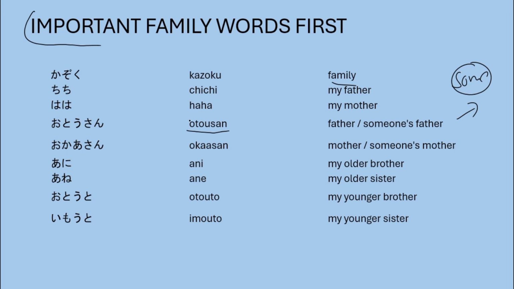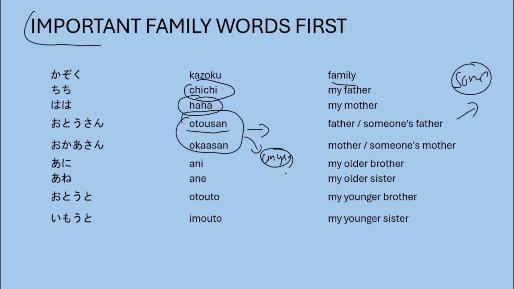These two words are also used in a more formal or polite way. You can also say otosan and okasan when you are speaking politely, and normally you say chichi and haha.